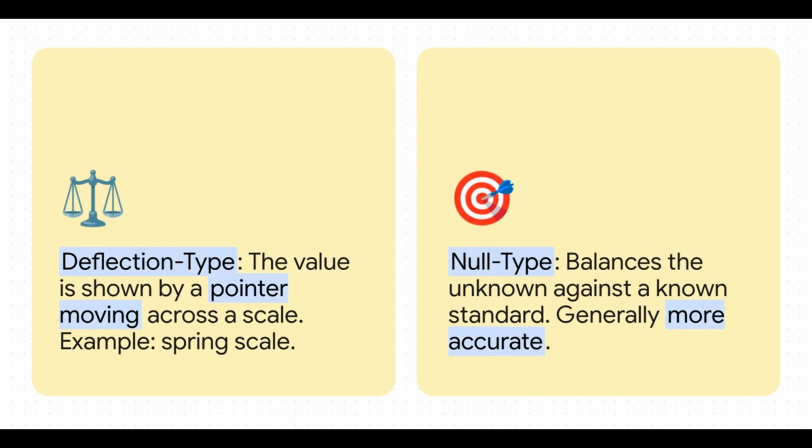Next, we've got deflection versus null type. Now, a deflection instrument is probably what you picture first: a needle on a dial, a pointer moving across the scale, like on a simple bathroom scale. It just deflects to show the value.